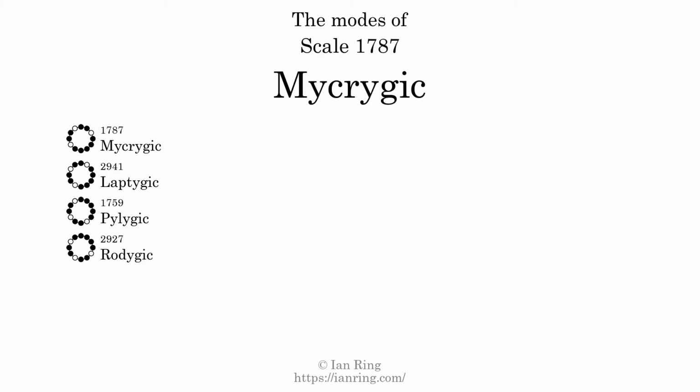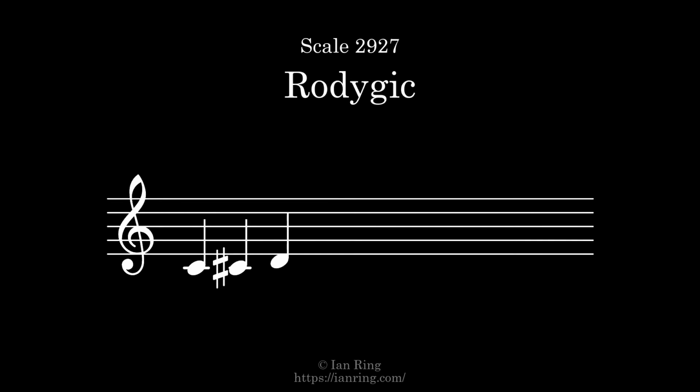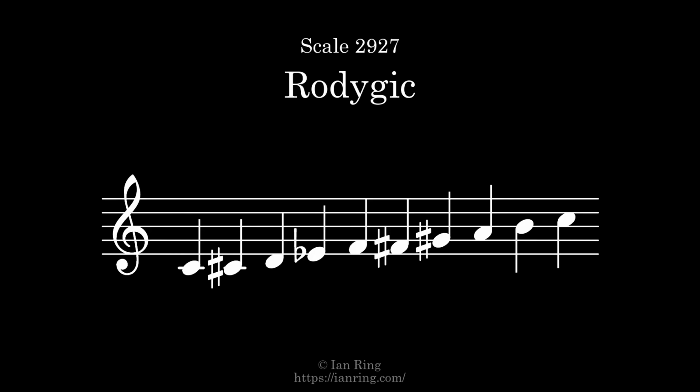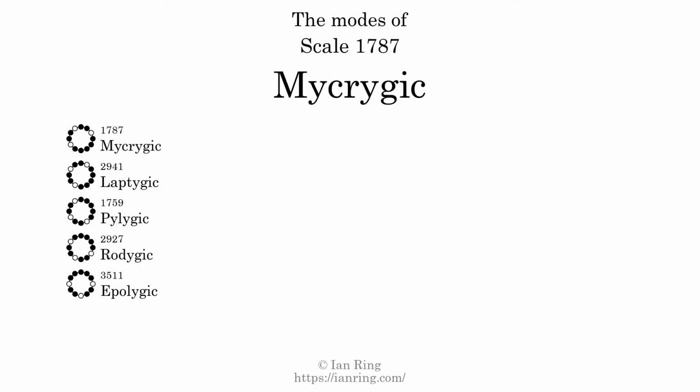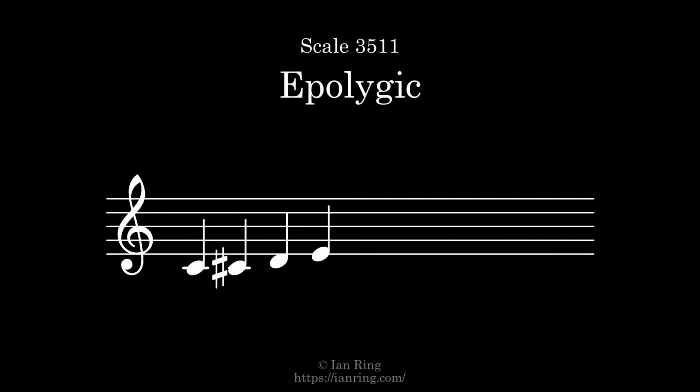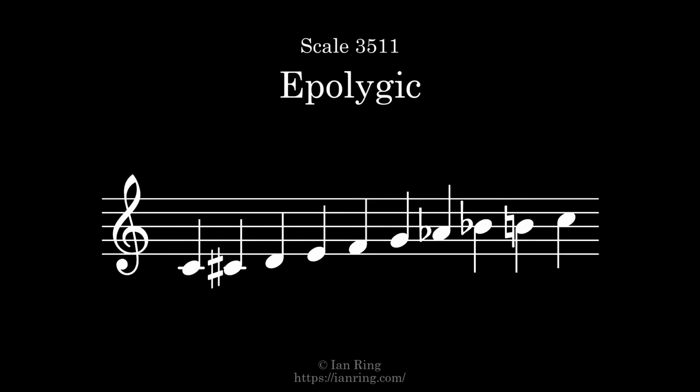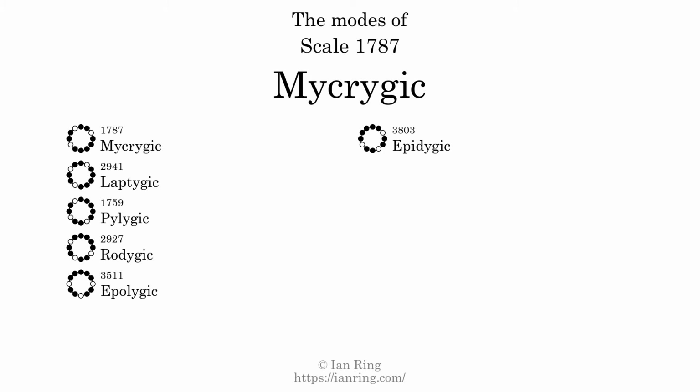The fourth mode is scale 2927, also known as Riddigic. It sounds like this. The fifth mode is scale 3511, also known as Epilogic. It sounds like this. The sixth mode is scale 3803, also known as Epidicic. It sounds like this.